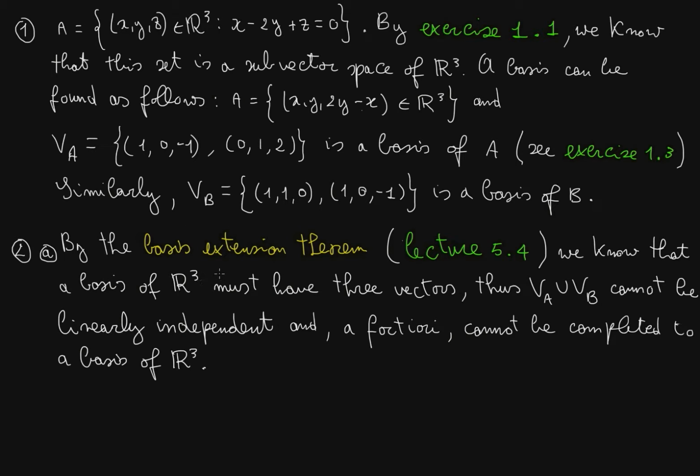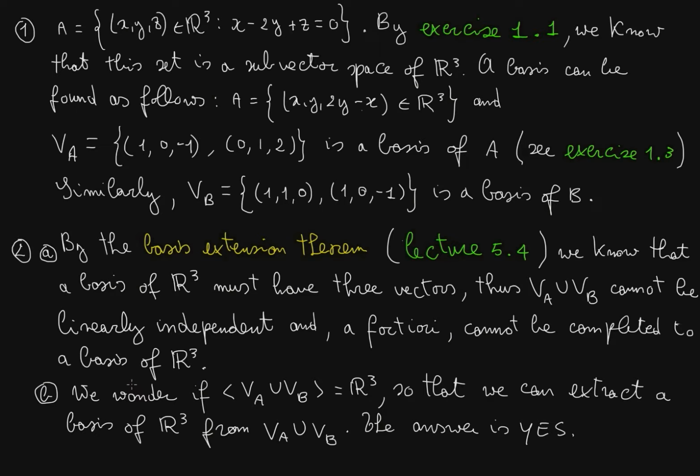So in a vector space of dimension 3, like R3, we cannot find 4 linearly independent vectors. Therefore, they cannot be linearly independent, and a fortiori they cannot be completed to a basis of R3, because a basis is a set of linearly independent vectors and generators, but they are not linearly independent to start with. So certainly they cannot become linearly independent if we add more vectors. So we are precisely in the case in which we have not been lucky. The union of VA and VB cannot be completed to a basis of R3.